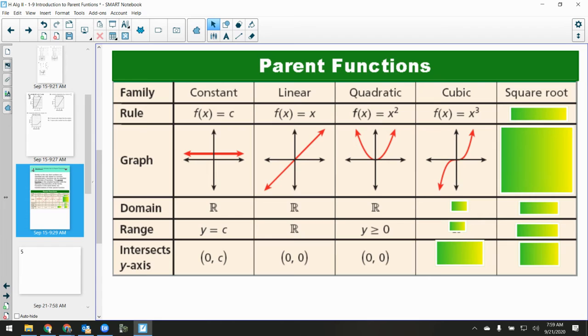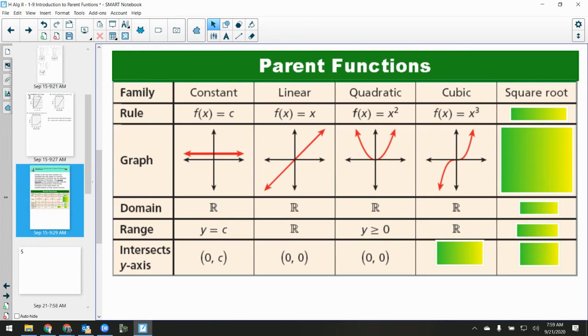Like if I plug in 1, I get 1. Okay, that's the same coordinate. But if I plug in 2, I get 8, not 4. If I plug in 3, well, that's 3 times 3 times 3, that's 27, not 9. So it increases a little bit faster, both on the left side and the right side. The domain, in this case, is still all real numbers, but the range is now all real numbers as well.